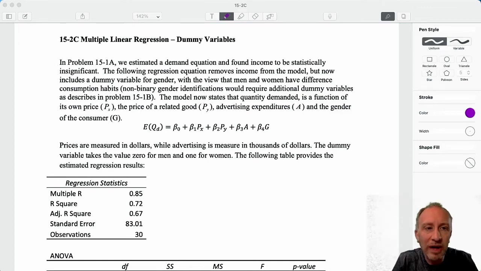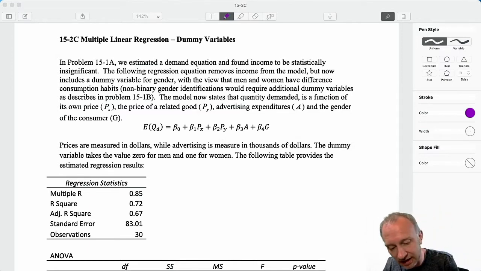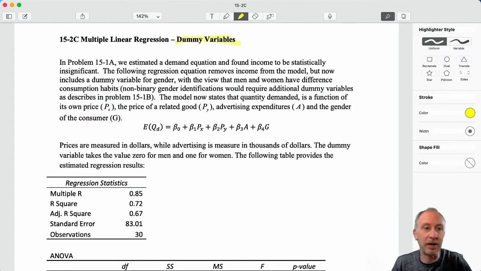Hello everybody, welcome to our last problem in module 15-2. This is another multiple linear regression model with just one dummy variable. So let's get into this one again. This one probably looks familiar if you've gone through all of the other practice problems.